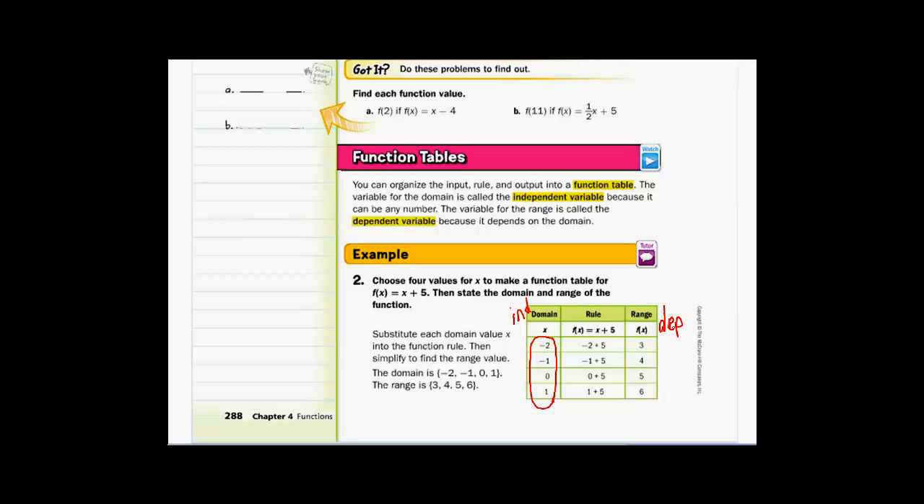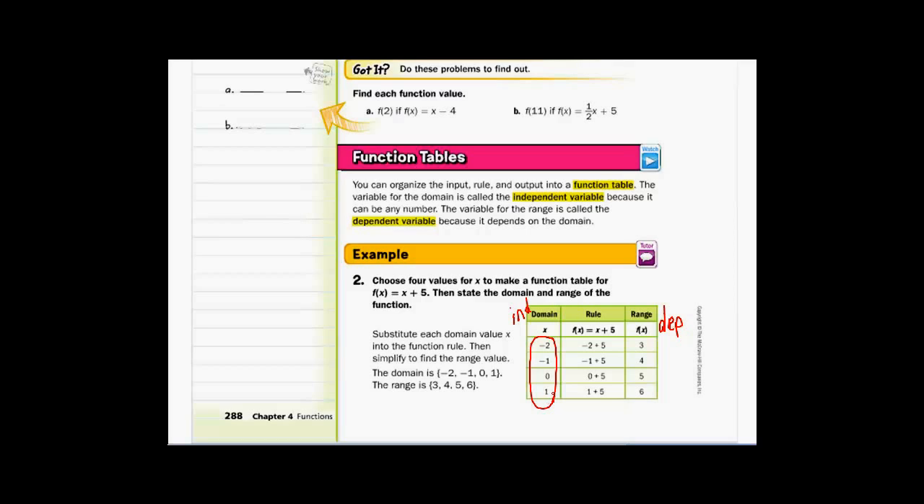So domain x, independent; range f of x or y, and they are dependent because they depend on what you put in for x. So in example 2, it says choose 4 values for x to make a function table for f of x equals x plus 5.